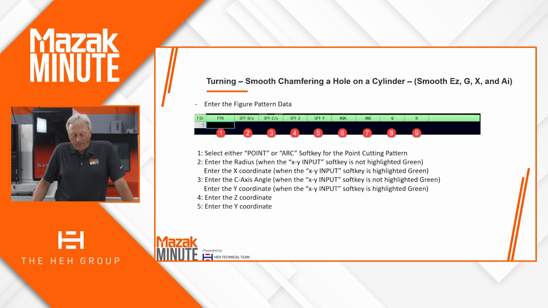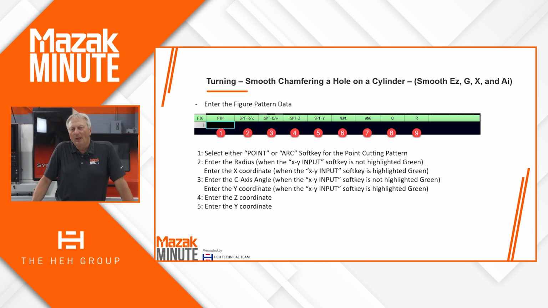The X coordinate would be entered if we have the XY input selected, and that's going to be highlighted green. In a few screenshots ahead, we're going to cover the differences between the two. Number 3, if I have the XY input turned off, then I'm going to enter in the C axis. And if the XY input is highlighted green, then you enter the Y axis.